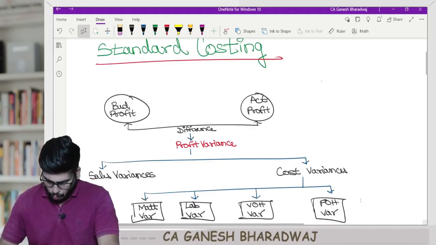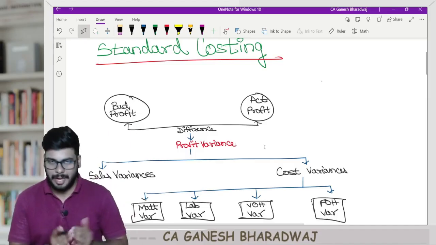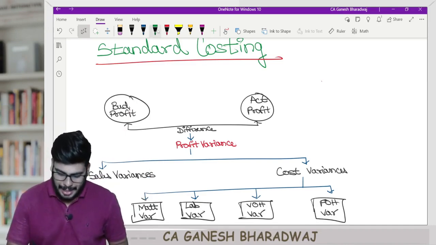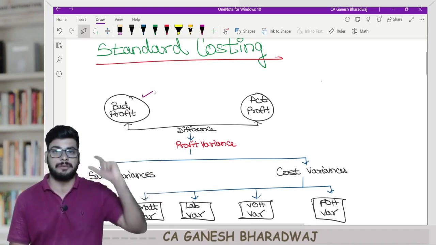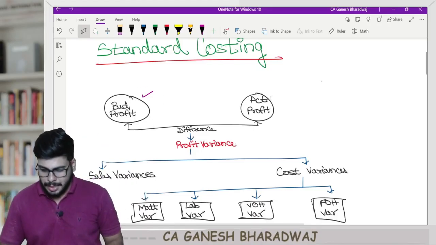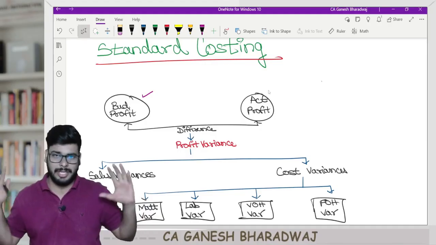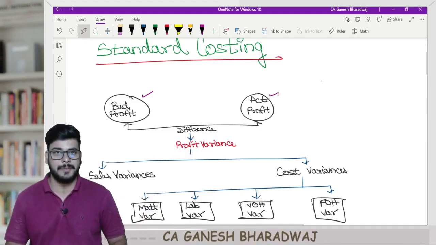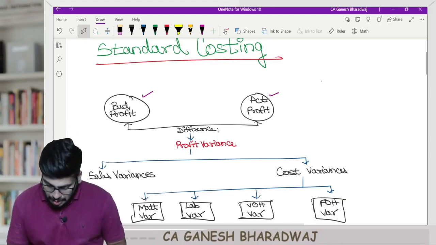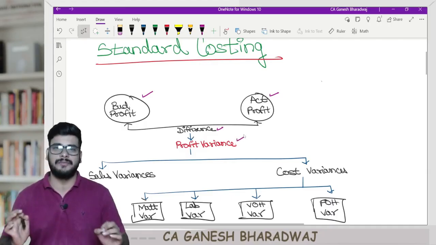Now, what is this chapter all about? At the beginning of a financial period, a company prepares a budget and arrives at the budgeted profit, which means the profit they are planning to achieve. After the end of the period, the company takes into account the actual sales minus actual cost, all these things, and arrives at the actual profit. The budgeted profit and the actual profit will definitely not be the same. There will be a difference between the two, and this difference is called profit variance. Are you clear with this?